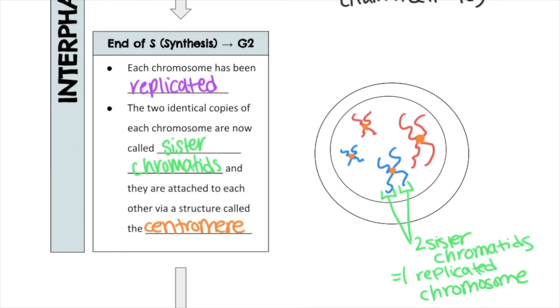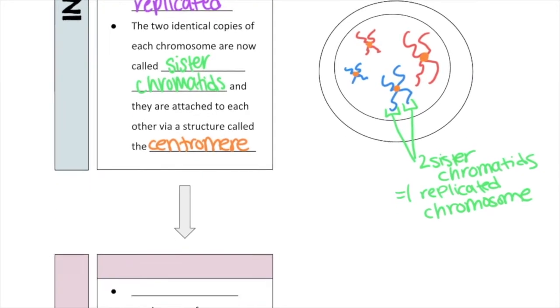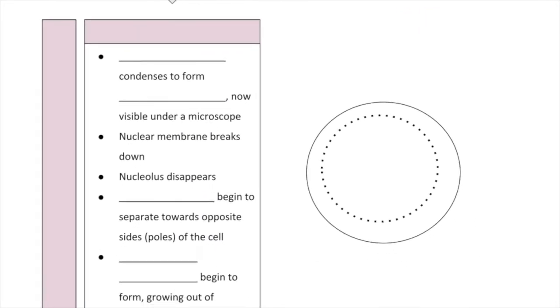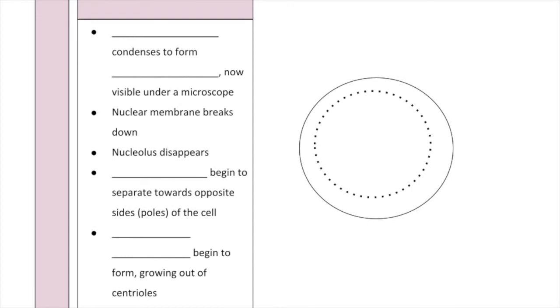Now that we've reached the end of G2, we are going to start the process of cell division. Therefore, we are going to start with the first phase of mitosis. The first phase of mitosis is called prophase. During prophase, the chromatin structure of the DNA begins to condense and tightly coil to form the individual visible chromosomes. These can be seen under a microscope.